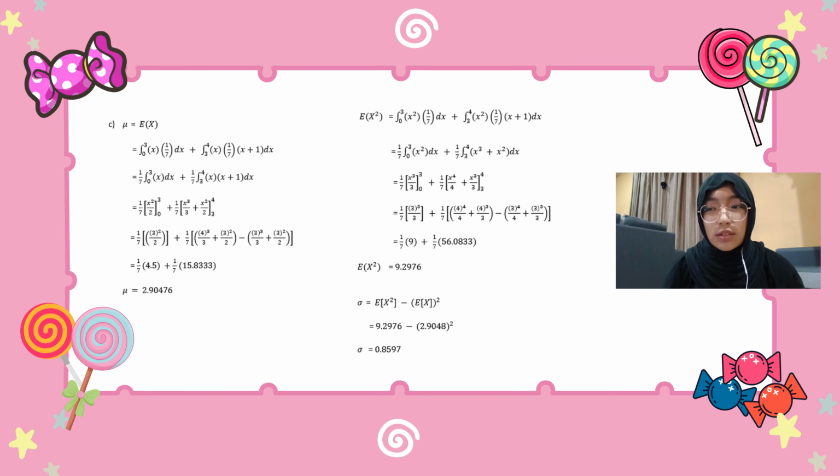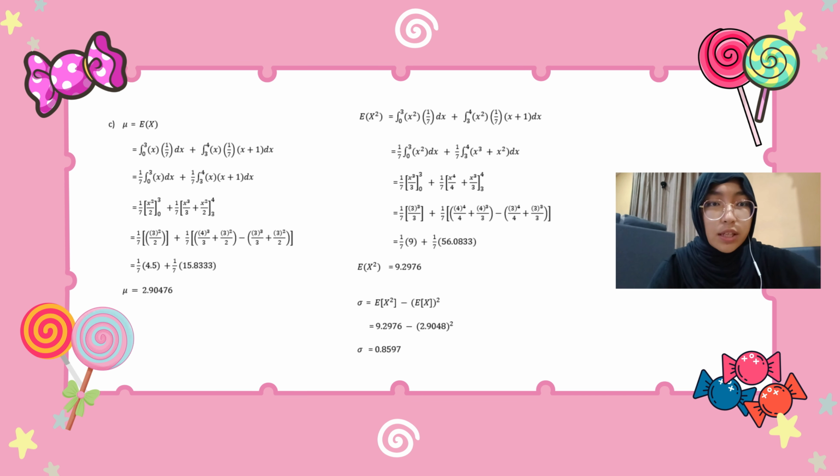And then the mean value will become 2.9048. To find the value of the variance, we need to first find the value of E(X squared), using the formula E(X squared) equals the integral of x squared times 1 over 7 dx, upper limit 3, lower limit 0, plus the integral of x squared times 1 over 7 times (x plus 1) dx, upper limit 4 and lower limit 3. And then we add the two parts of the integral, which will become 1 over 7 times 9 plus 1 over 7 times 56.0833.